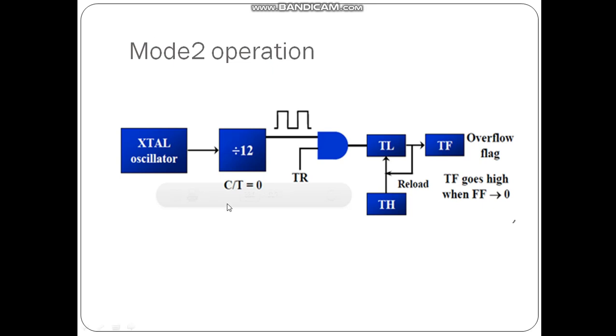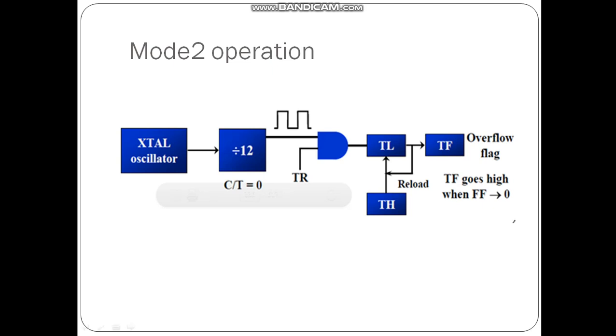TL register. So here in the block diagram, you can see that the timer frequency is oscillator frequency divided by 12. Then we have to start the timer. The timer is started by making the timer run control bit 1. Here in general it is written as TR. This TR can be either TR1 or TR0. Then TL gets a value that is present in TH register. So in mode 1 operation, we load TH as well as TL, whereas in this case we load only the TH register, and whatever value is there in TH register, the same value will be loaded into the TL register.